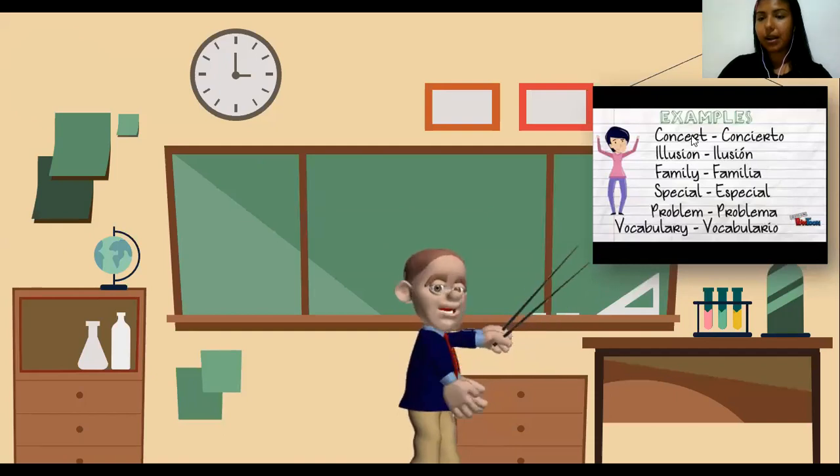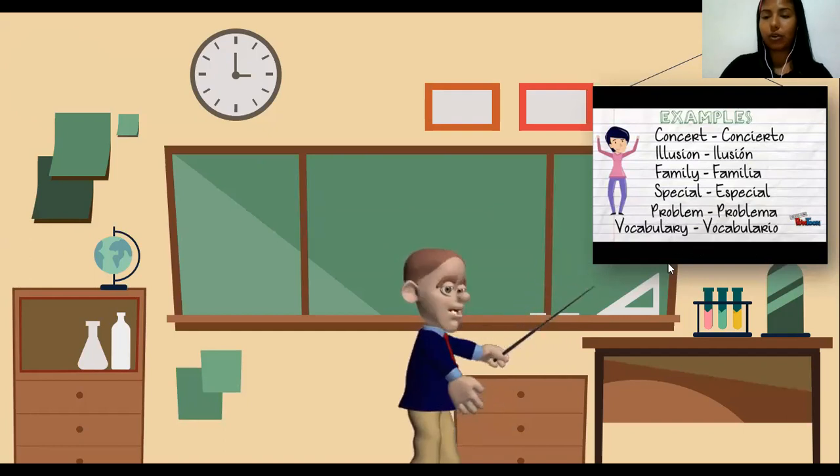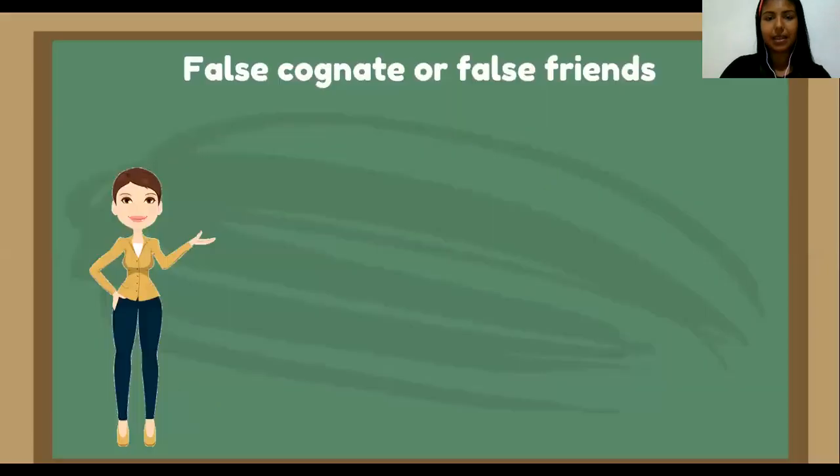Here we have concert, concierto in Spanish, illusion, ilusión, family, familia, special, especial, problem, problema, vocabulary, vocabulario. So they are cognates, okay?